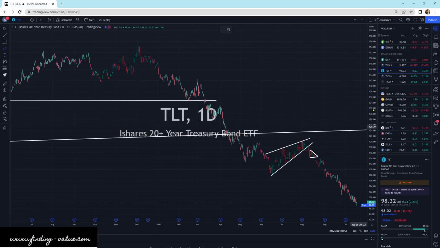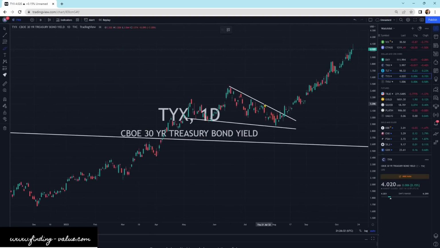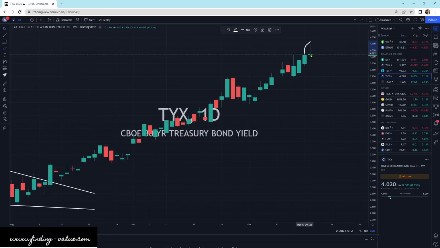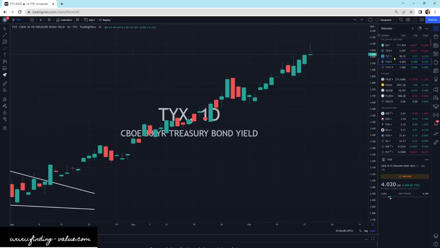And then the 30-year yield is also moving higher, but we're getting a little bit of wicks at the top here. Getting a little bit of buying pressure in bonds. We are contracting in the opening and closing price, and we could see this head lower for yields.